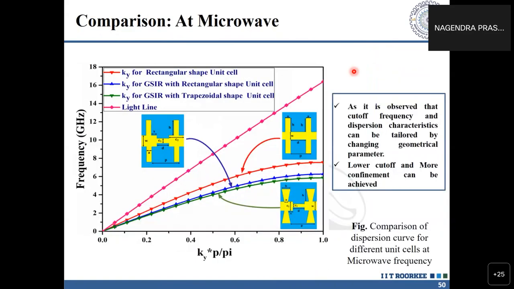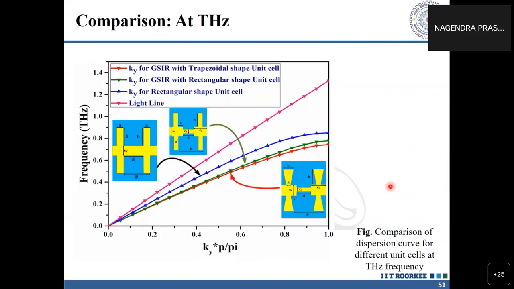This is the comparison of dispersion characteristics at microwave frequency of different unit cells. Three unit cells we have considered. This straight line is the light line, right? And in reference to this, there are three different unit cells considered. As observed, the cutoff frequency and dispersion characteristics can be tailored by changing geometrical parameters, and you can achieve a lower cutoff and more confinement. You can see here the different unit cells and their dispersion characteristics.